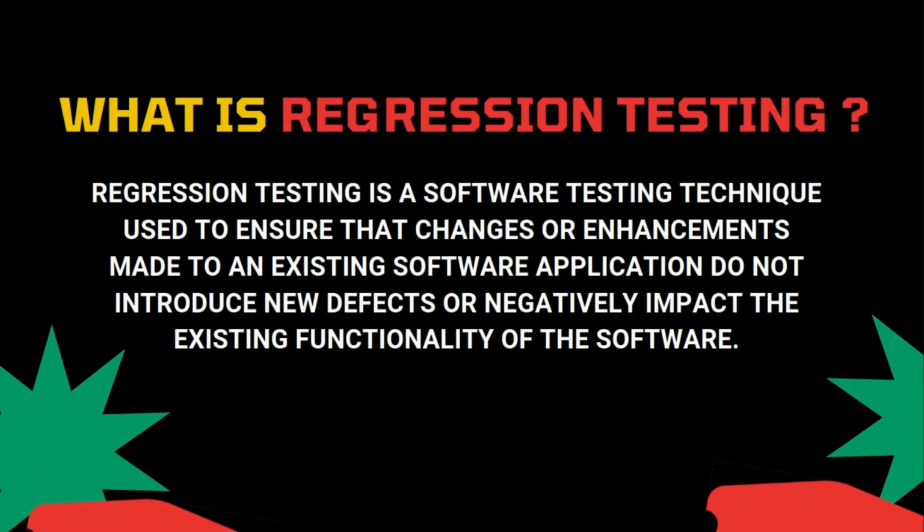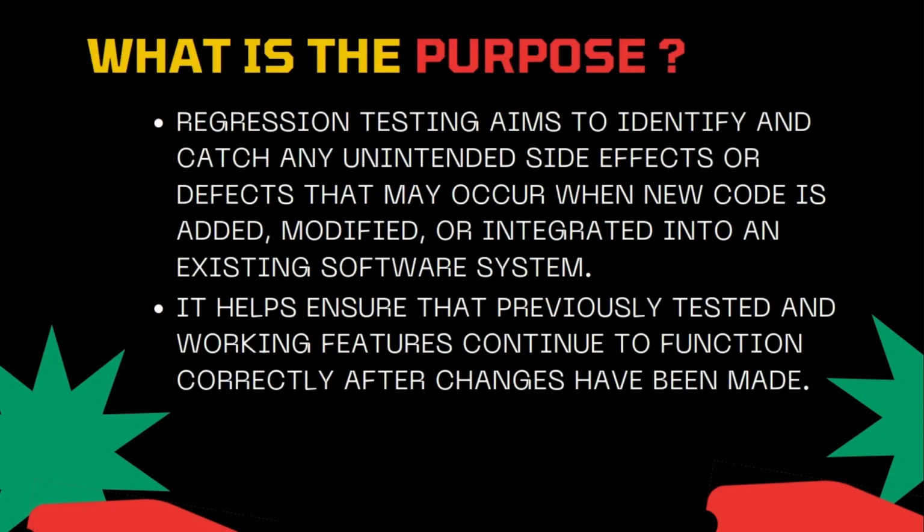So after making the code commit, the feature which we have newly implemented also has to be tested, as well as the area which is not affected by the code changes, which should also be working as expected. So for that testing we are doing regression testing. So let's see what is the purpose of it.